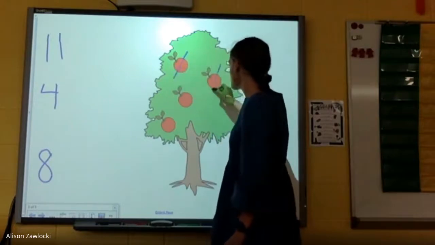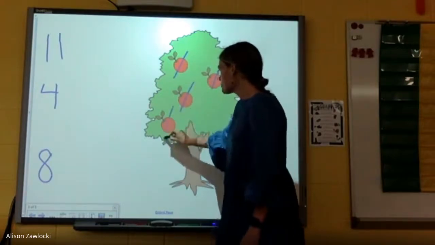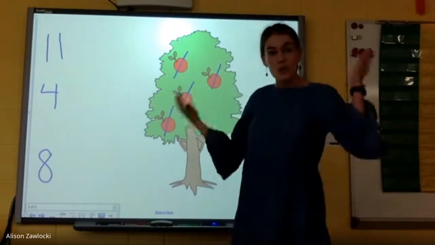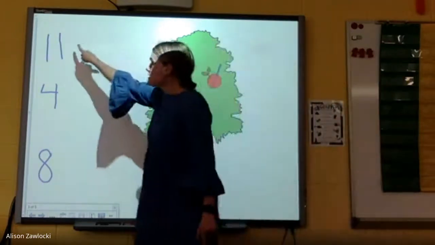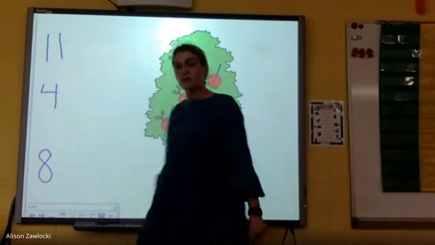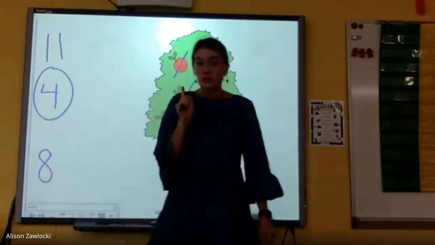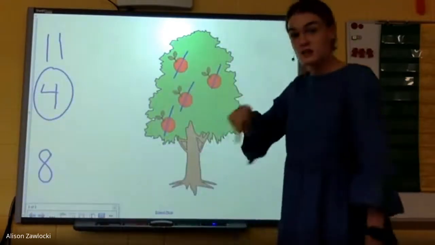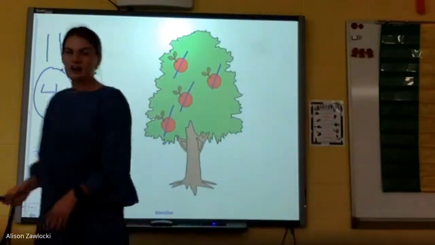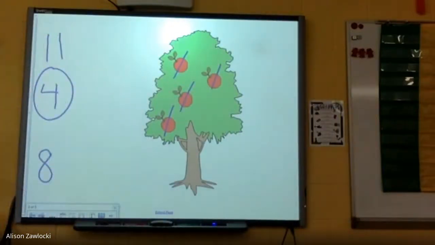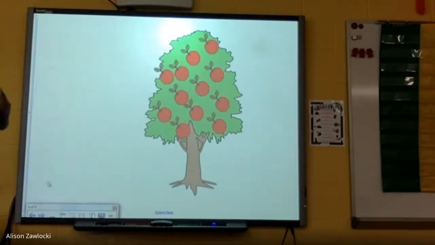1, 2, 3, 4. 4 apples. So what number do I need to circle? This one, or this one? That's right, I need to circle this one. Let's make sure your paper looks just like mine. I circled my 4. Are there 11 or 8 apples on that tree? No, that's too many. Now let's look at this one. Whoa, there's a lot on here.